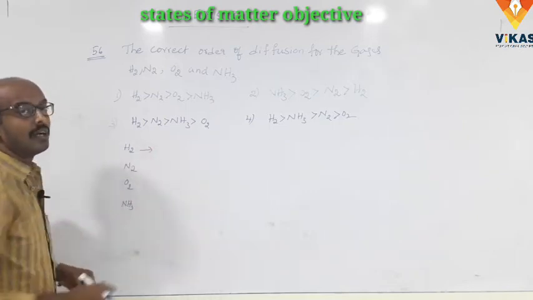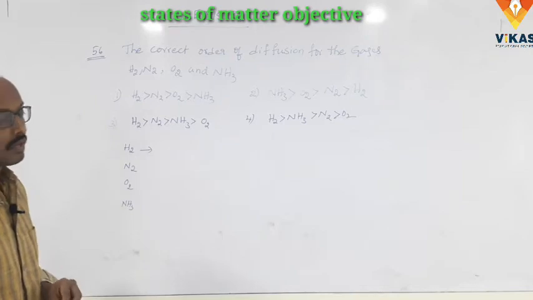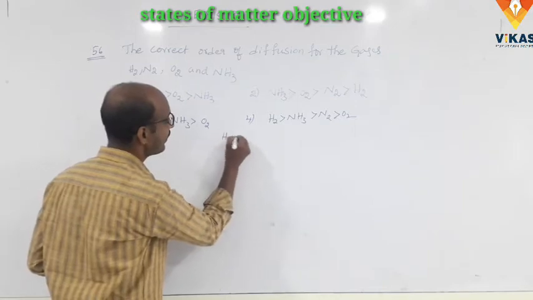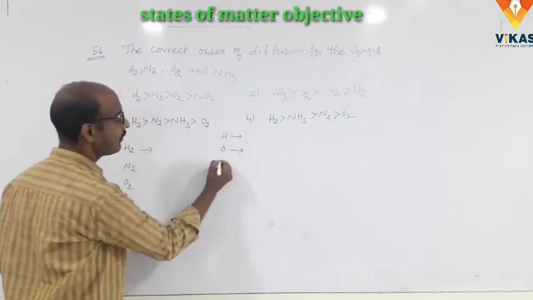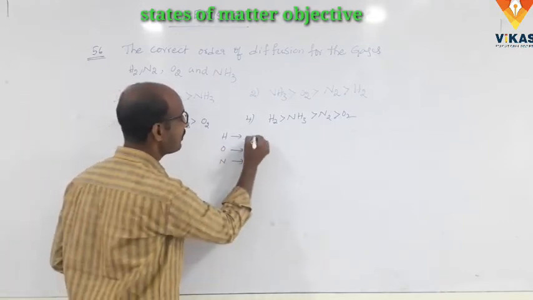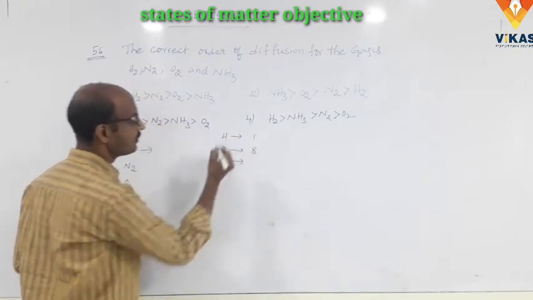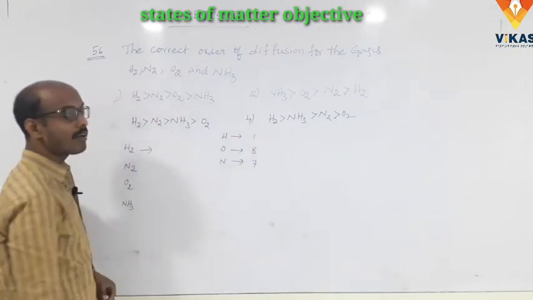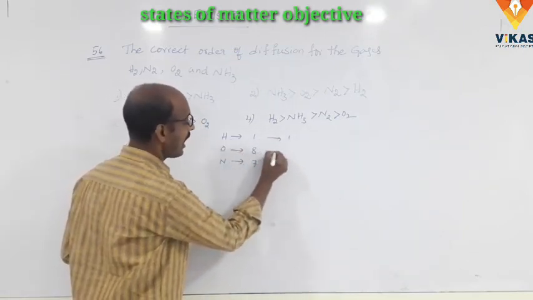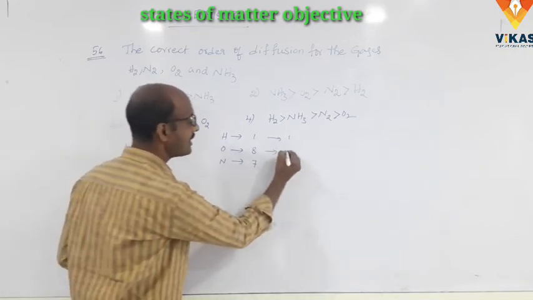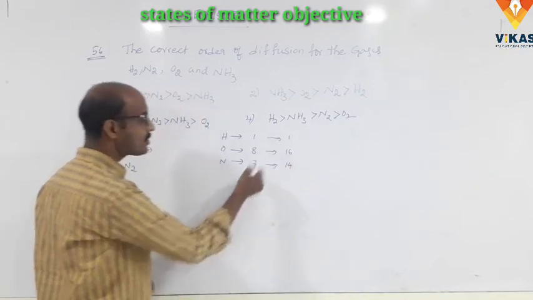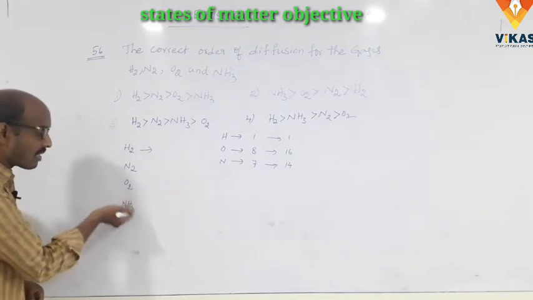So we calculate the molecular weights of these 4 gases. First of all, we take the atomic numbers of hydrogen, oxygen and nitrogen. The atomic number of hydrogen is 1, oxygen 8, and nitrogen 7. The atomic weight of hydrogen is 1, oxygen's atomic weight is 16, and nitrogen's atomic weight is 14. Based on this, we calculate the molecular weights of these 4.